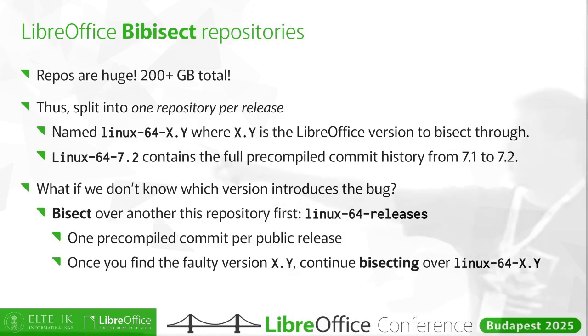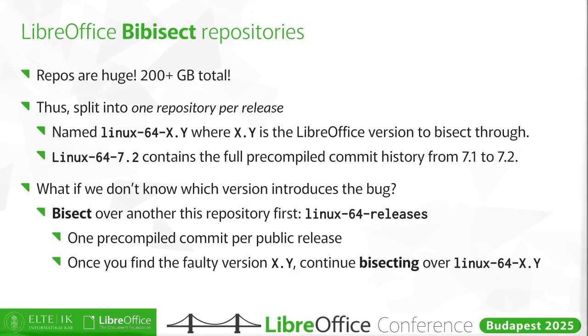It's split by version, so you will have multiple repositories, so you can download only the ones that you need. Once you know the version, you can just download that one and run bibisect over that repository, not the full history. 200 gigabytes, and you're only going to use 16 commits out of those, right? So if you download the Linux 64 7.2 bibisect repository, you will get all the precompiled commit history from 7.1 to 7.2.